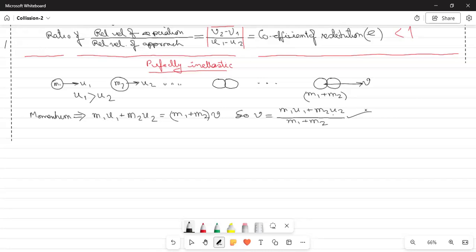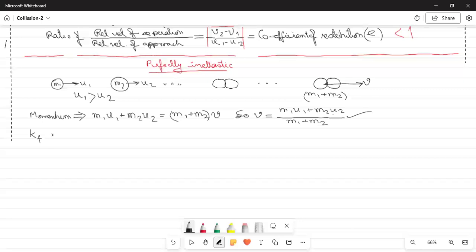And here also, there is a loss of kinetic energy, because since they stick together, there is a loss of kinetic energy. If you want to find the loss of kinetic energy, we can try doing that also. It's not very difficult. Say, what is the final kinetic energy?